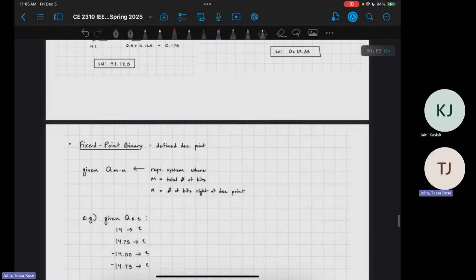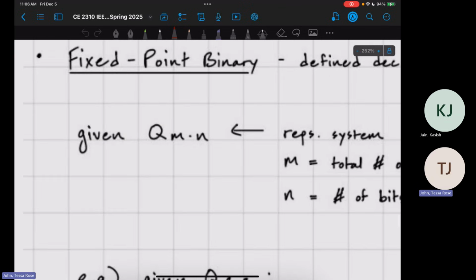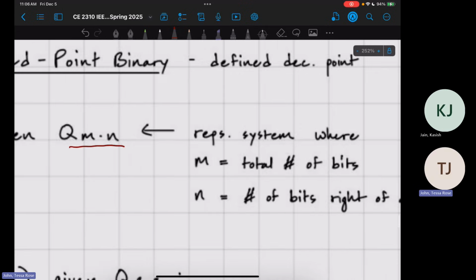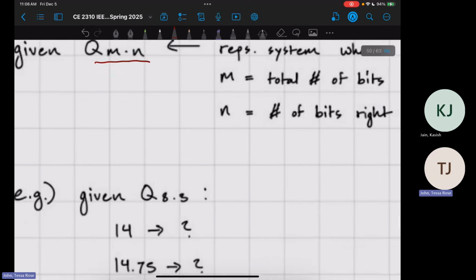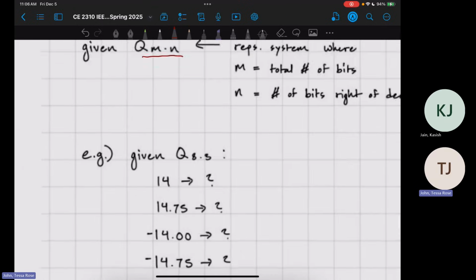Okay, fixed point binary. This is kind of tricky, so I'll go over this one. When you're given a problem, you're going to get it in this format: Q m.n. The m means the total number of bits, and the n means the number of bits on the right side of the decimal point. So we'll look at a problem.